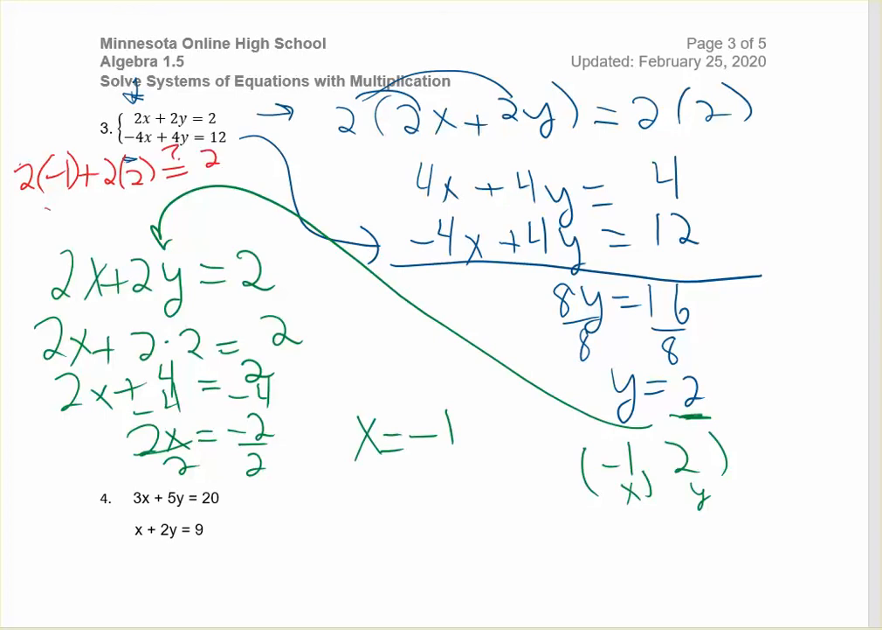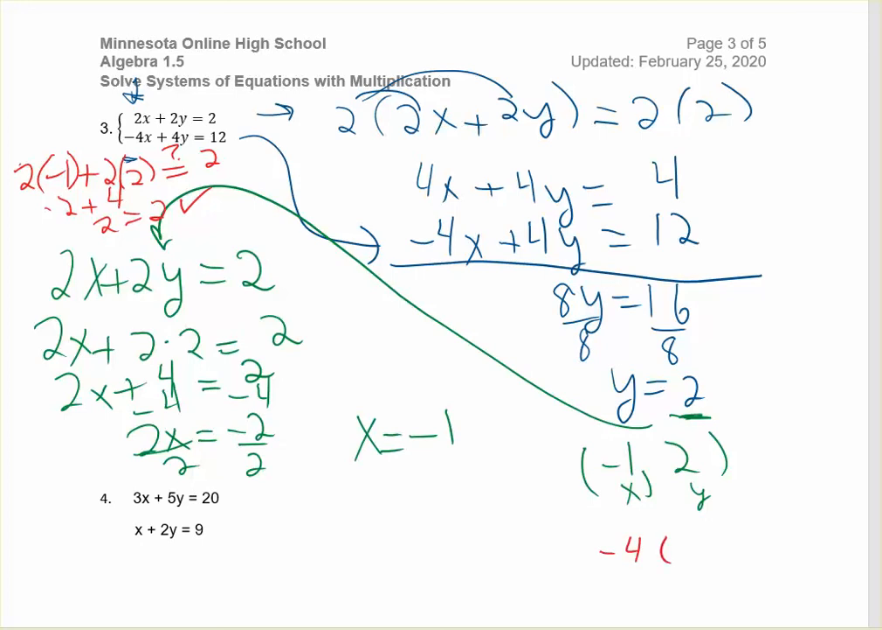So 2 times negative 1 is negative 2, plus 4. Negative 2 plus 4 is 2, so 2 equals 2, and that is true. Then we have to check it in the second equation. I'm a little bit out of room, so I'm just going to do it down here.